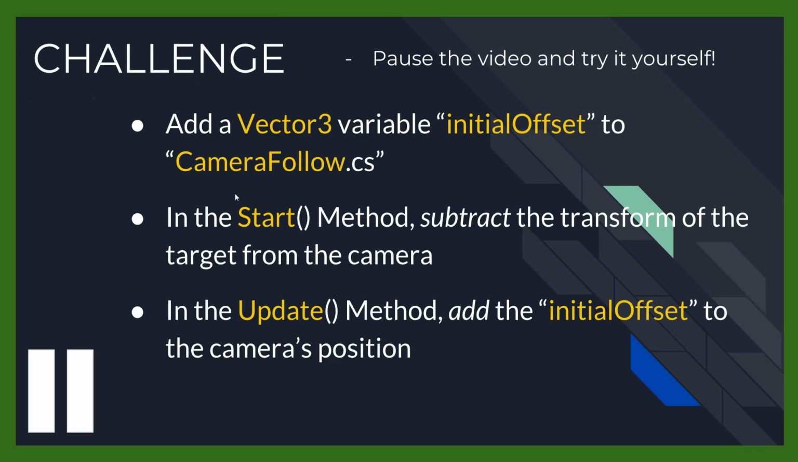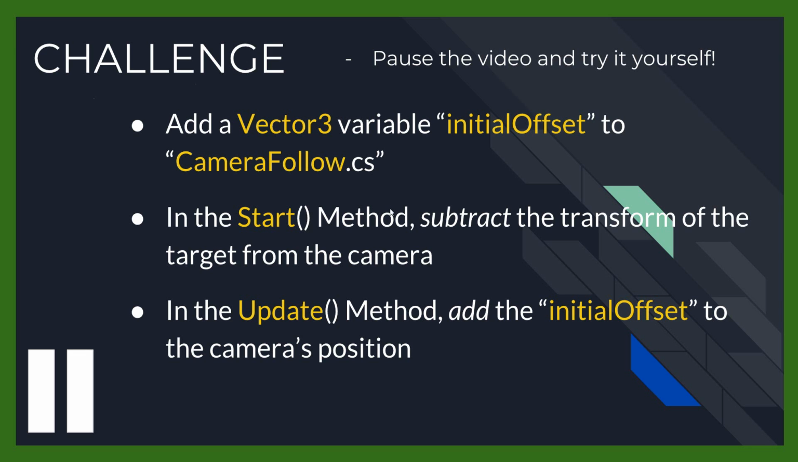All right, so with that information, I'd like you to try another challenge. Add a Vector3 variable initialOffset to CameraFollow.cs. In the start method, subtract the transform of the target from the camera's position. And then in the update method, add the initial offset to the camera's position. All right, give that a try.